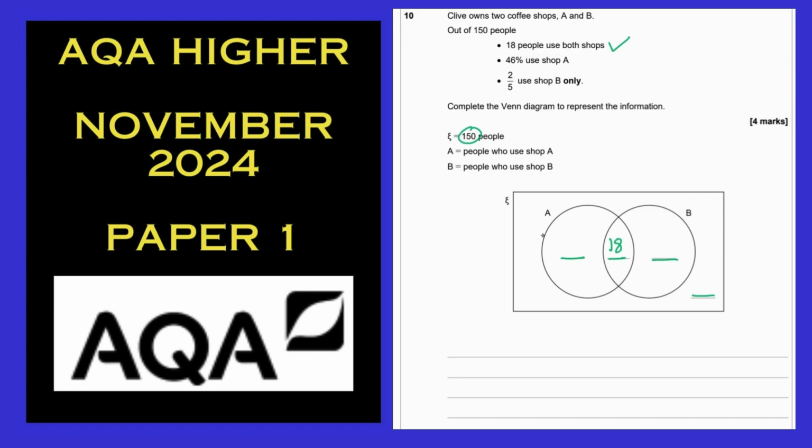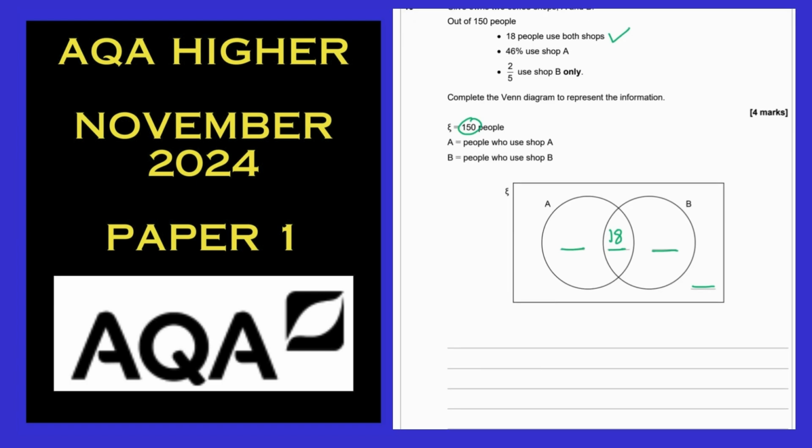46% use shop A. This is why it's given you working out. We need to work out 46% means out of 100, of 150, of means times. That's what we're working out. Let's divide top by 10, bottom by 10. Let's divide top by 5 and bottom by 5. Let's keep going. Let's divide top by 2 and bottom by 2. We're getting 69 over 1. In other words, 69. 69 people use shop A.